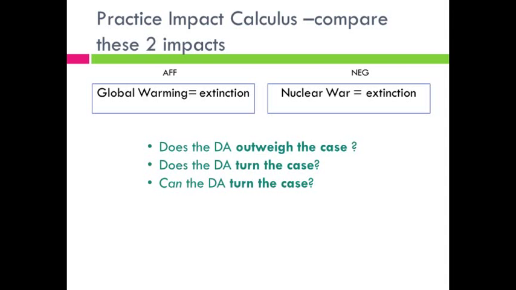The example that I gave in the impact calculus video was that nuclear war would cause increased nitrous oxide emissions, which would cause a depletion of the ozone layer, which would cause global warming. So if you have that analysis, yes, you could say the Disad turns the case, but you need to explain why. And can the Disad turn the case? Well, I just explained that, how nuclear war would cause global warming, right? So yes.